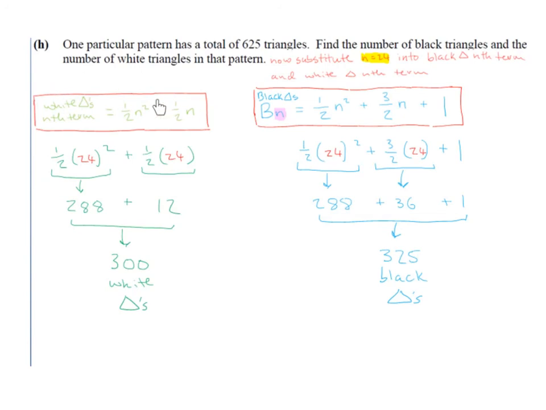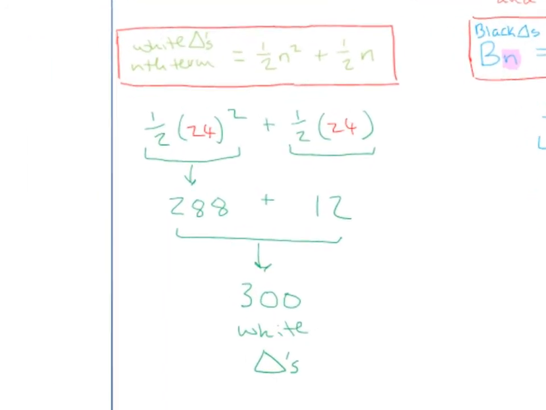This is the one that we came up with ourselves. So the white triangle's nth term is equal to a half n squared plus a half n. So we swap each of those n's for 24, but make sure you put brackets around it, or else it'll go all wrong. So a half times 24 squared gives us 288. And a half times 24, a half of 24 is 12. And 288 plus 12 is 300. So you could have just put this into the calculator all in one go, but it is important to see where it comes from. So we get 300 white triangles.